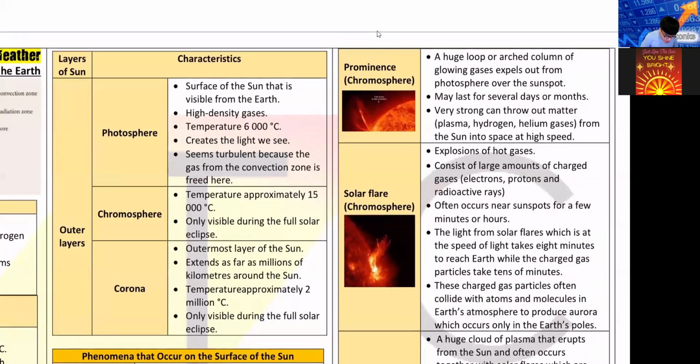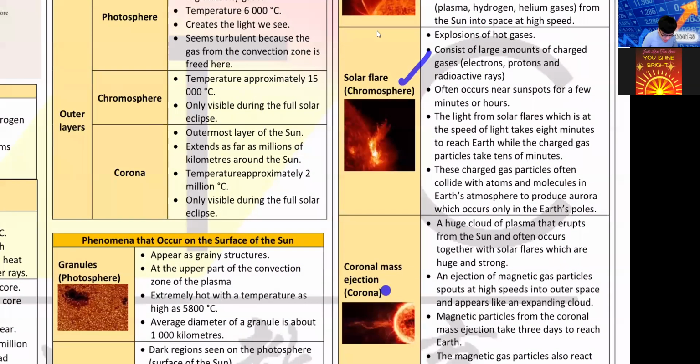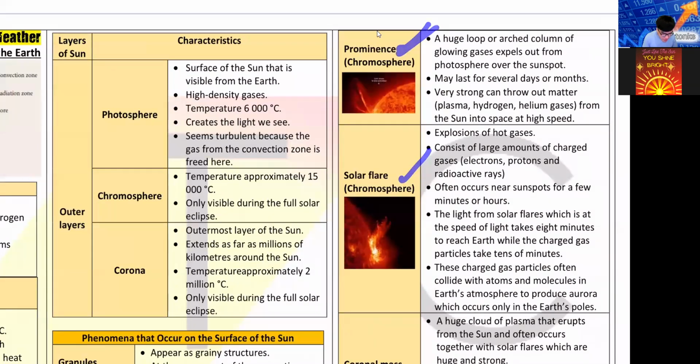The important ones would be prominence, solar flare, and CME. Prominence is a fire ring. It's a ring of fire.